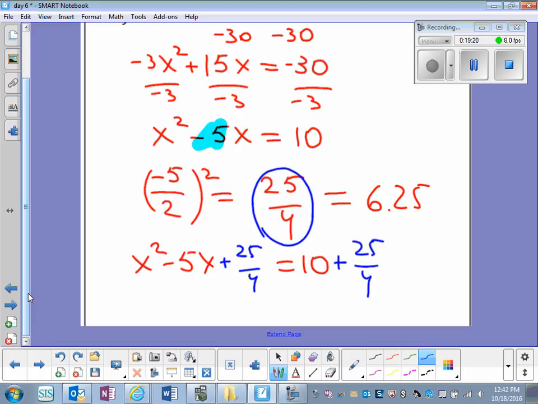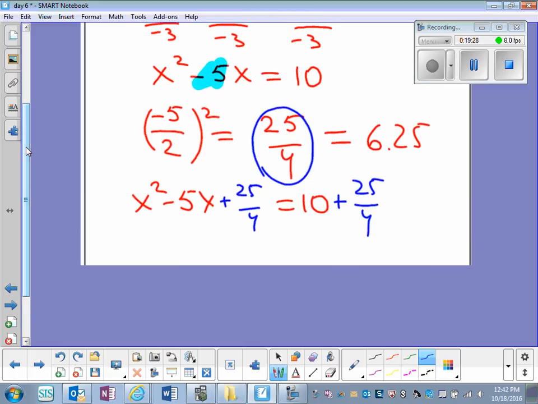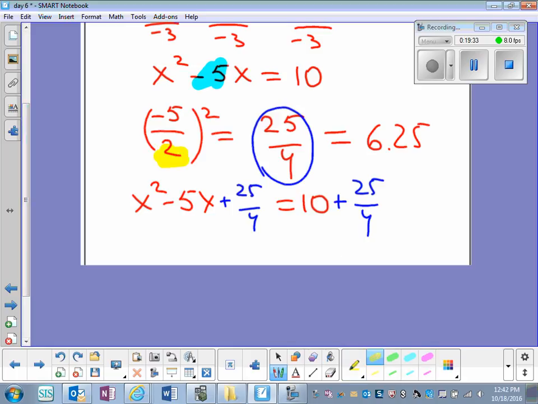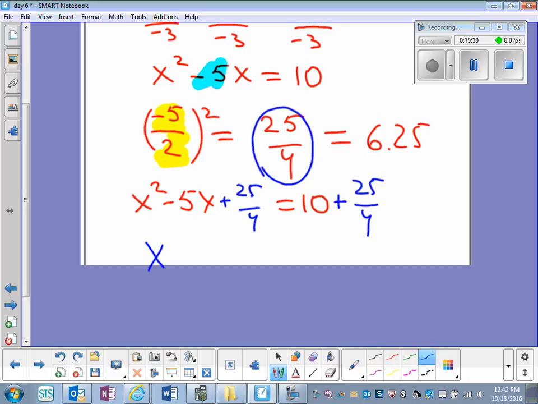And now I need to factor this trinomial. How do I factor this trinomial? Using my trick. Right, remember, half of b is this. So this is my half of b. I know how to use it now. I take x, and then I say minus 5 over 2 squared. And this 5 over 2 comes from here. This is half b.